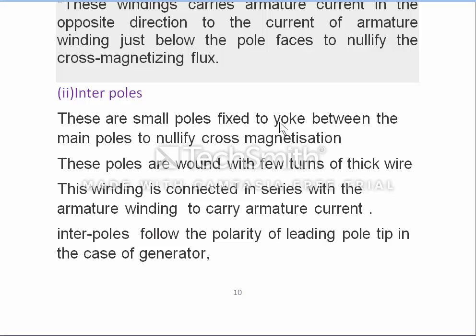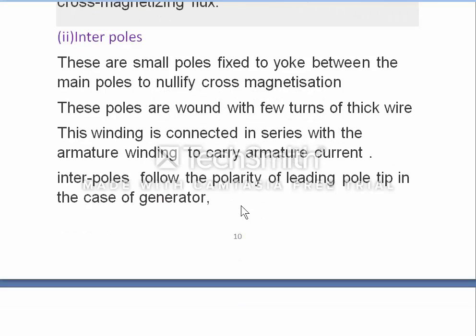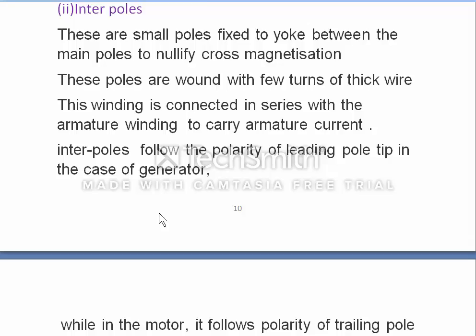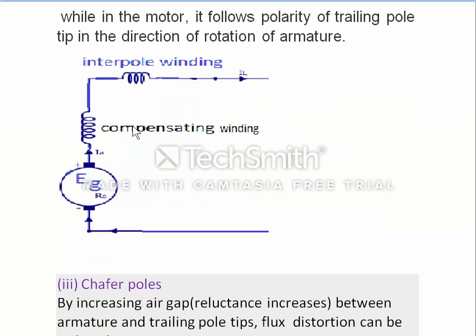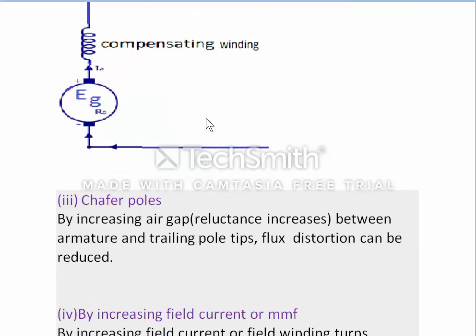Interpoles. These are small poles fixed to the yoke between the main poles to nullify the cross magnetization. These poles are wound with a few turns of thick wire. This winding is connected in series with the armature winding to carry the armature current. Interpoles follow the polarity of the leading pole tip in case of generator, while in case of motor it follows the polarity of the trailing pole tip in the direction of rotation of the armature. So as I said, compensating winding and interpole winding are connected in series with the armature.